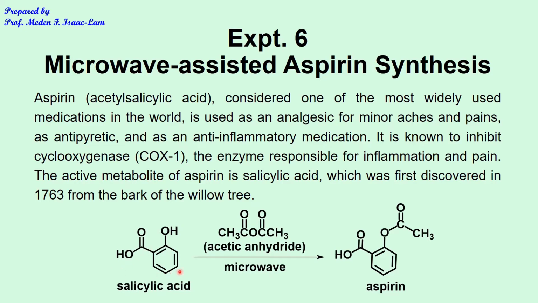Salicylic acid will be reacted with acetic anhydride, then microwaved to produce aspirin. The structure is shown here. It's still acidic because of the carboxylic acid. However, the phenolic group, or the OH in salicylic acid, is going to be converted into an ester in aspirin, making aspirin less acidic than salicylic acid.